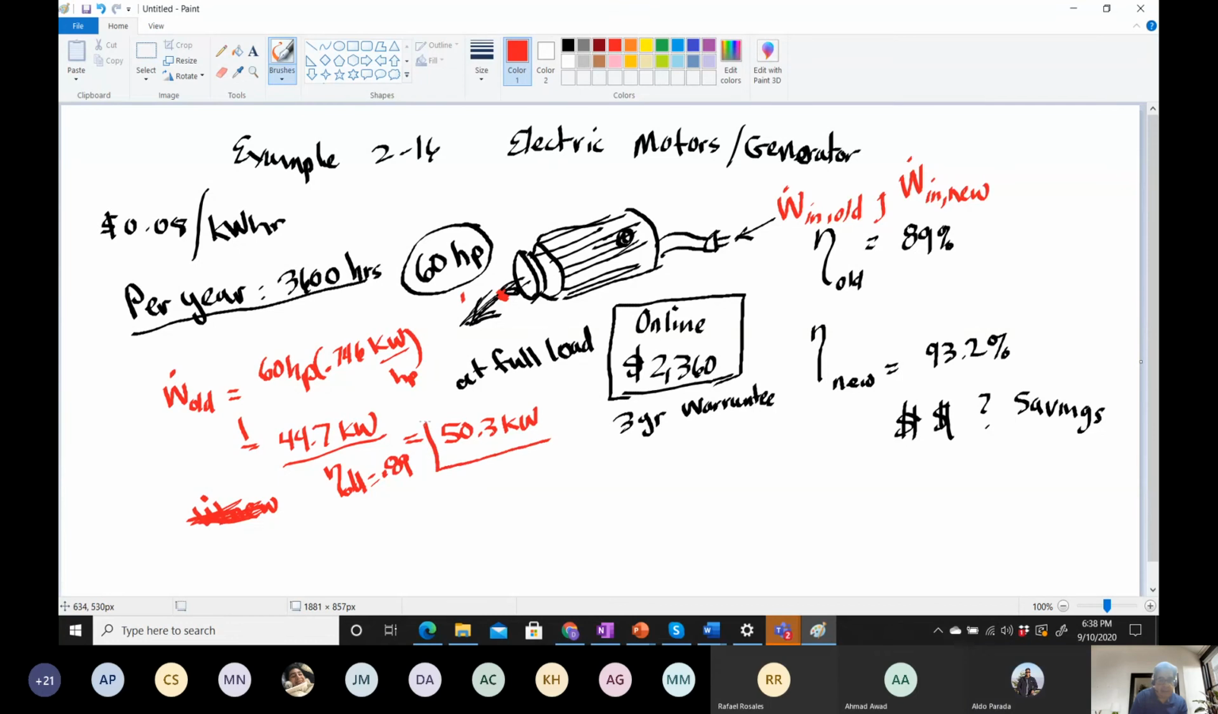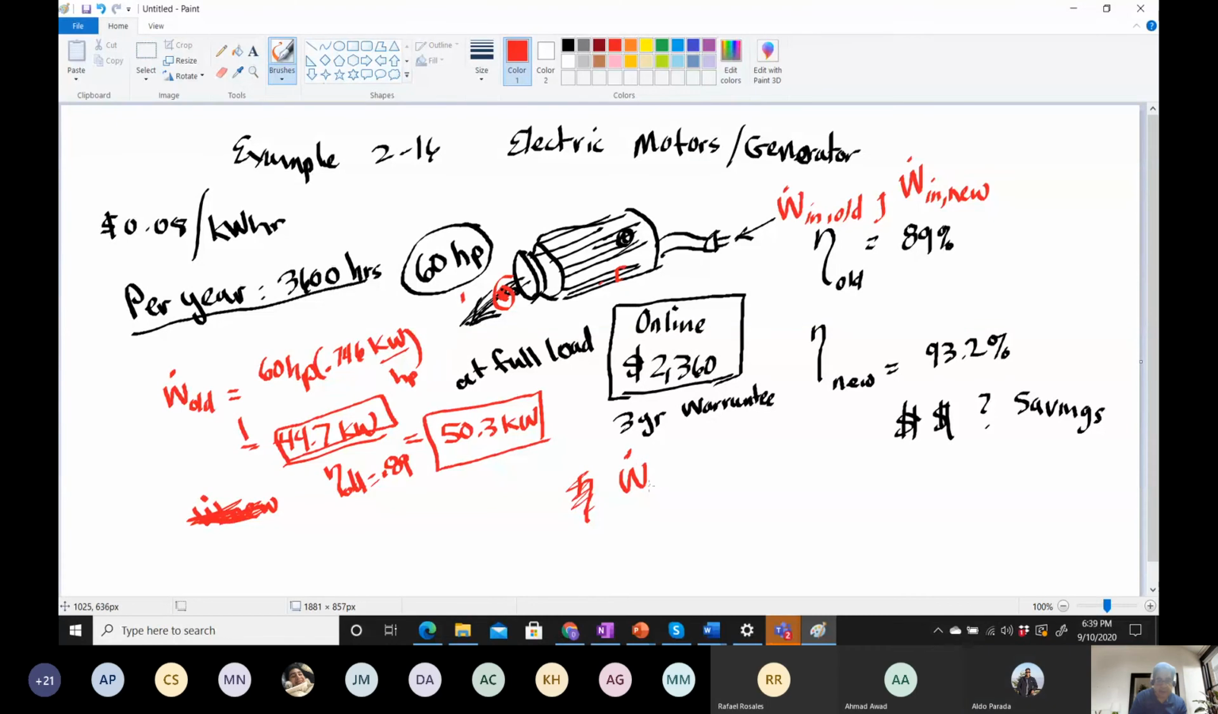So it takes us 50.3 kilowatts of electricity to get 44.7 kilowatts of generation at the generator, right here, because 60 horsepower is 44.7. So, right, we're losing some energy there.